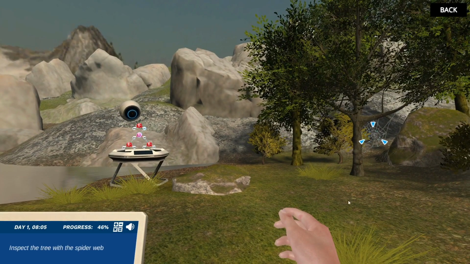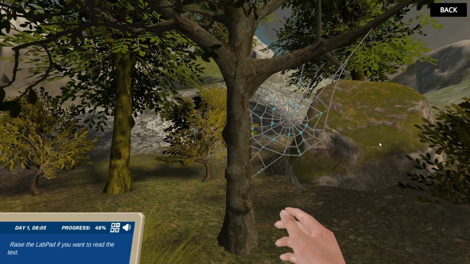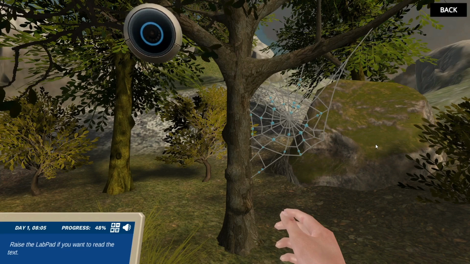Inspect the tree with the spider web. The reason the water on this spider web forms droplets is due to a property of water called cohesion. You can think of cohesion as water having a stickiness or attraction to itself. This occurs because of the hydrogen bonding between water molecules.